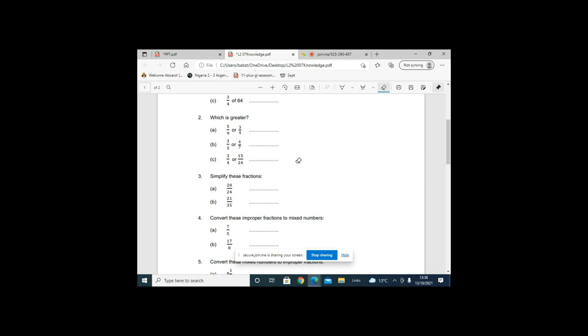The larger one, the common denominator is 35. If I times the one on the left by 7, it will give me 21 over 35. And if I times the one on the right by 5, it will give me 20 over 35. Is it correct? Yeah, it's correct. So it's bigger. What about the last one?